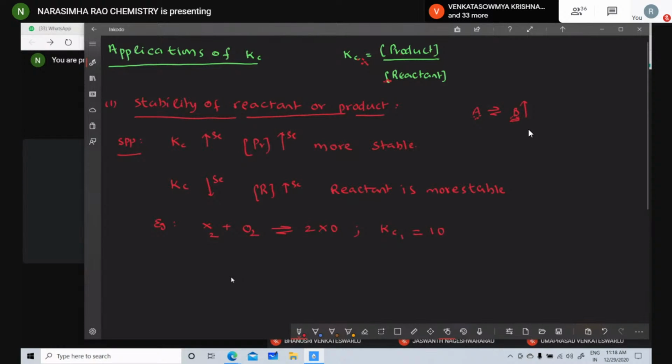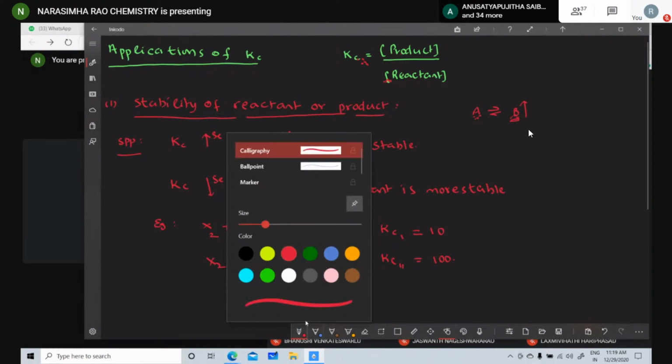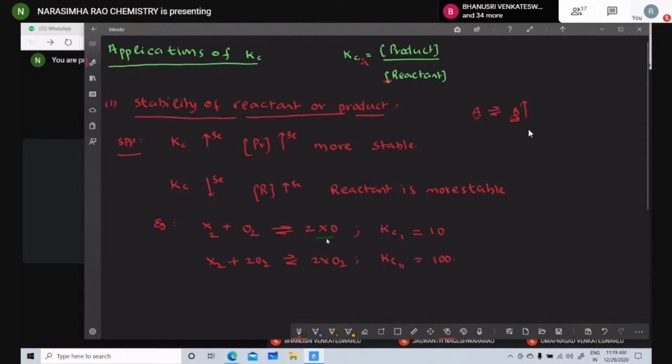And the reaction X2 plus 2O2 is in equilibrium with 2XO2. For this reaction, Kc2 I have considered to be 100. Varshit, tell me regarding this equation and this concept, which is more stable, either XO or XO2? XO2. Very good. XO2 is more stable.